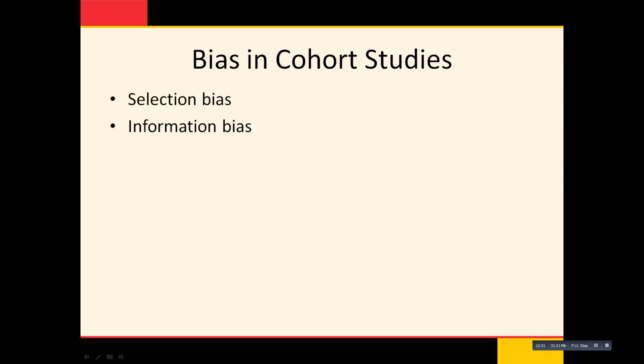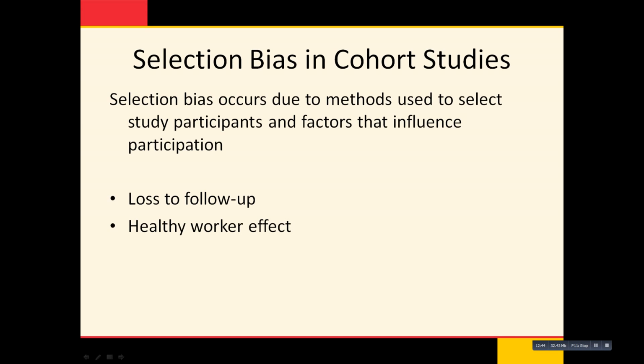There are two types of bias in cohort studies: selection bias and information bias. So these are two big categories of bias, selection and information. We'll talk about those separately. Selection bias occurs when there's a systematic way that the selection of study participants, and the factors that influence participation, have occurred.